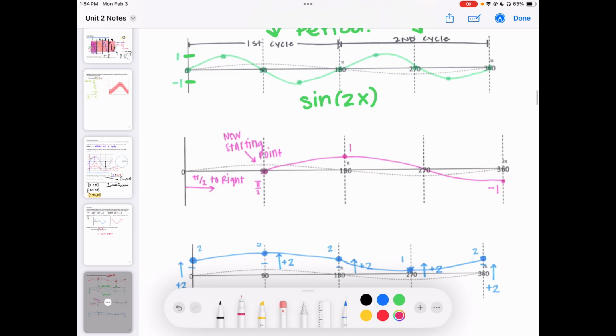On this next one, it looks like I have a phase shift. I am moving to the right, so I immediately know that I'm subtracting something. I know that this is still a sine function because I have a hill and then a valley. So I know I have sine of x minus something. I am moving pi over 2 to the right. So I know that I am subtracting pi over 2.